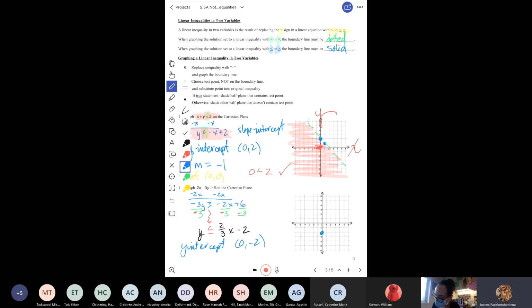Plotting it. I'm rising and running the slope. So what is the slope? 2/3. So I'm going up 2 and to the right 3. Now, is it a solid or a dotted boundary line? It is solid. I have that "or equal to," so it is solid. Well, I can't use my ruler. That's pitiful. It's supposed to go through that point. Solid. Then what else?